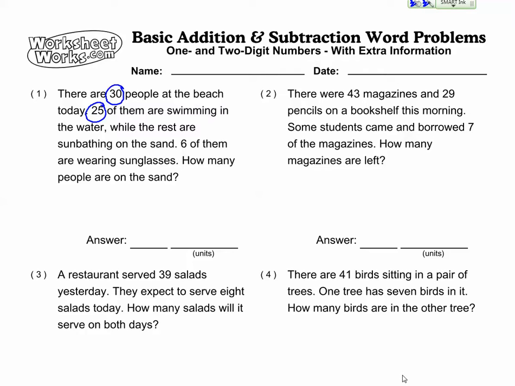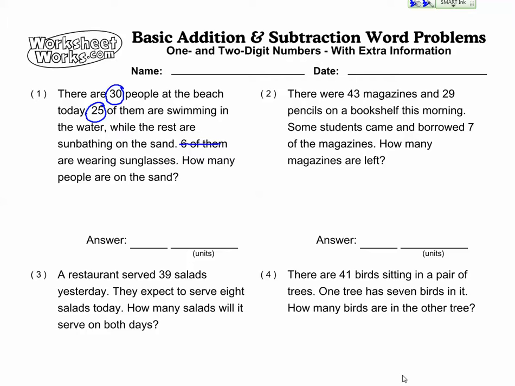And then we have this number 6. It says 6 of them are wearing sunglasses. I want you to ask yourself, do you think that number is important in determining how many people are on the sand? I don't think it is. So that would be something that I would cross off. That would be the E, eliminating information, and we cross that out.